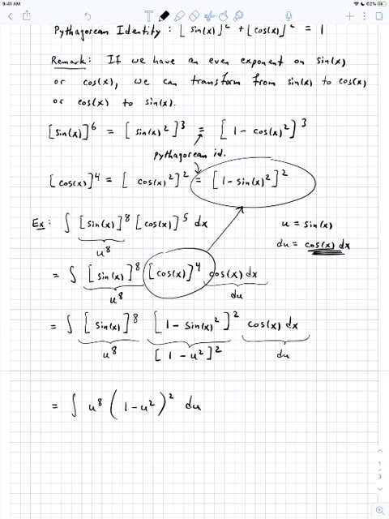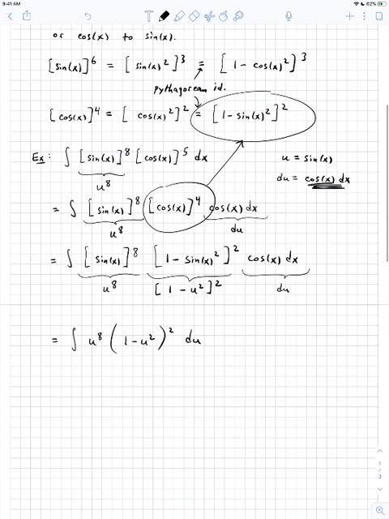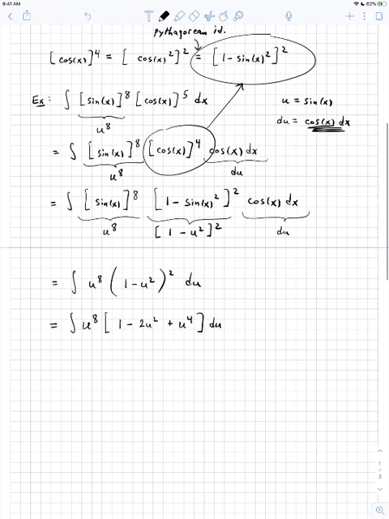du. Now this isn't a trivial integral because you still have to square this term 1 minus u squared. So it's not trivial, but it's polynomial. It's something that we know how to do, and we can do it now. So we have a u to the 8 times, this is going to be 1 minus 2u squared plus u to the 4th du. And now you can use distribution. So this becomes u to the 8 minus 2u to the 10 plus u to the 12 du.